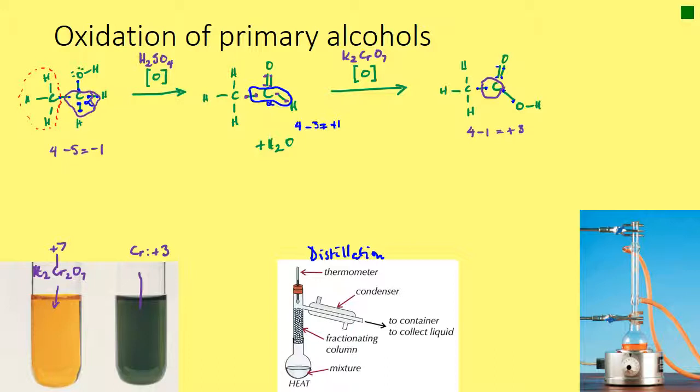So let's just name all these. We've got ethanol to start with. We've made ethanal, and we've made ethanoic acid.